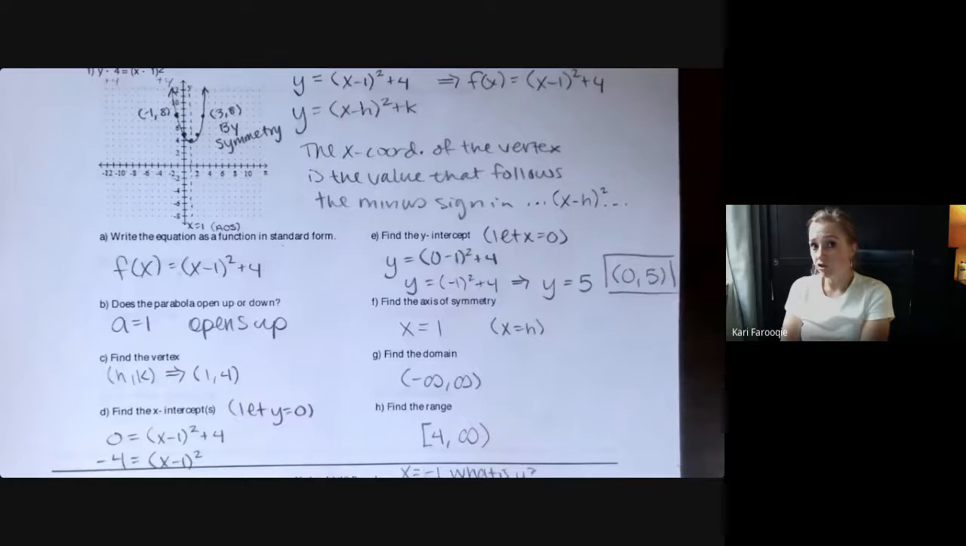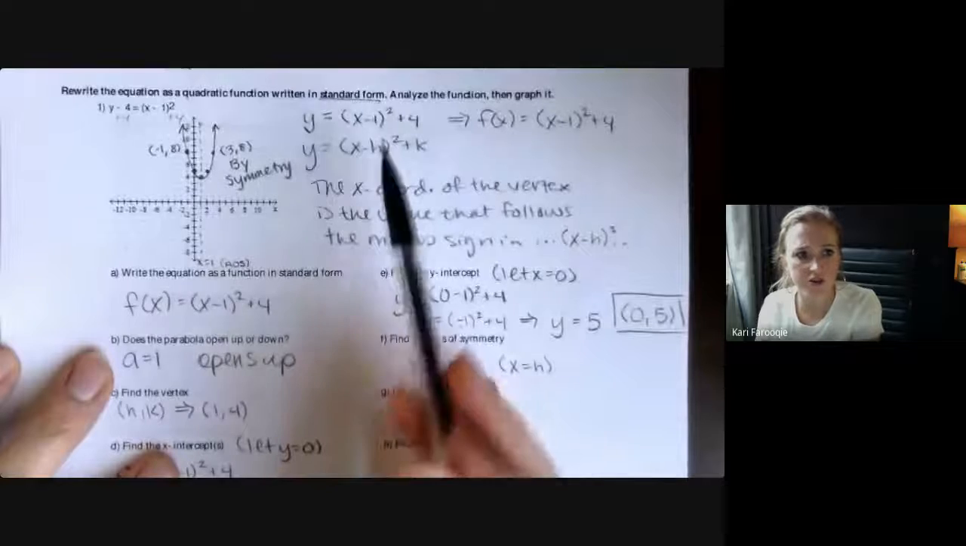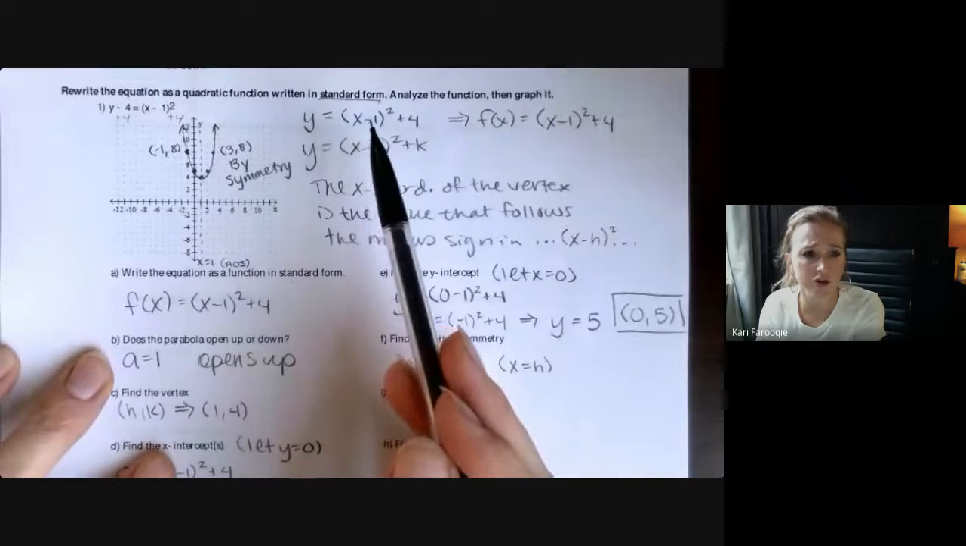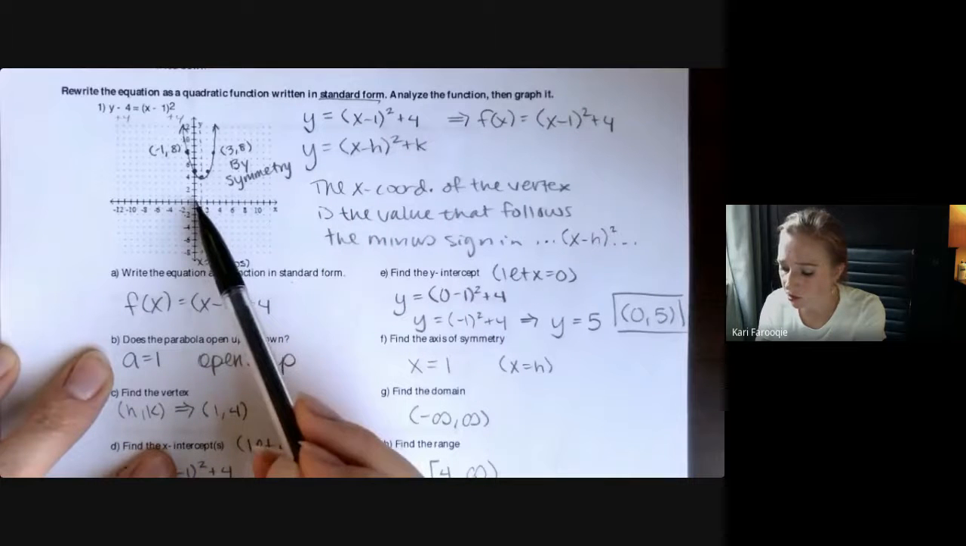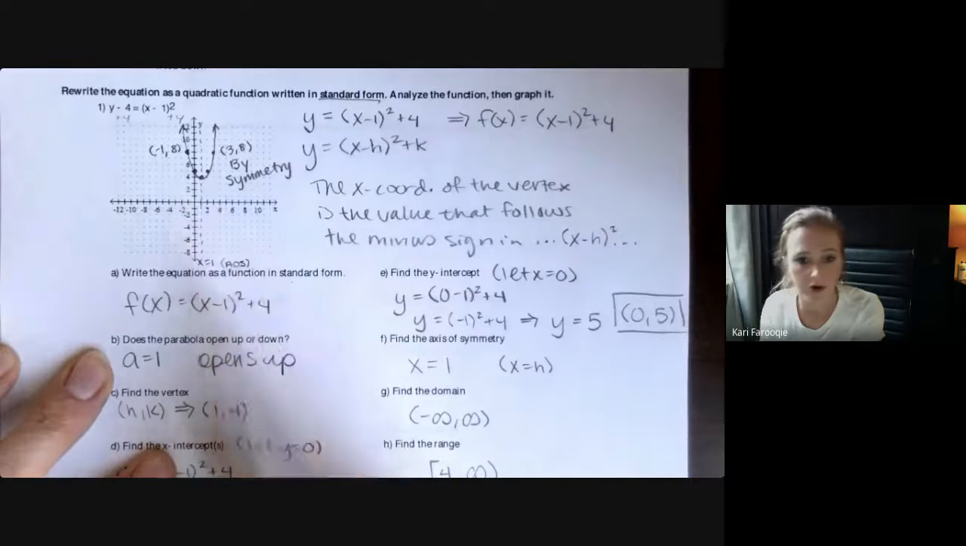And you could always check this with your transformations. That's a little bit harder to do once you start doing reflections and stretching and shrinking. But looking, for instance, at this function, you know it's your standard parabola shifted to the right 1 unit and up 4 units. And sure enough, you see it's shifted to the right 1 unit and up 4 units.